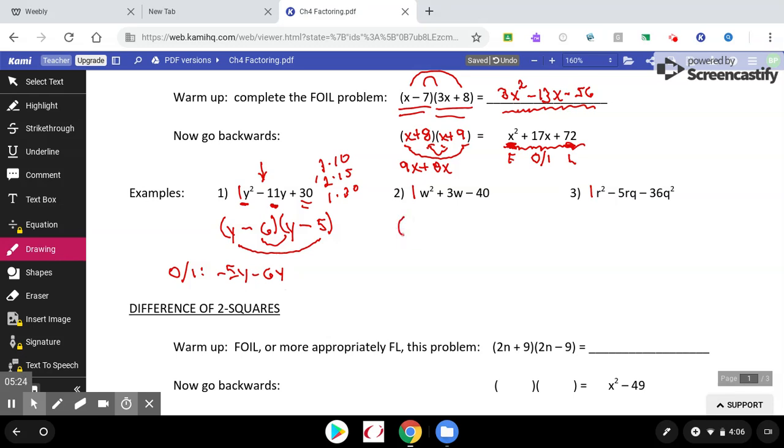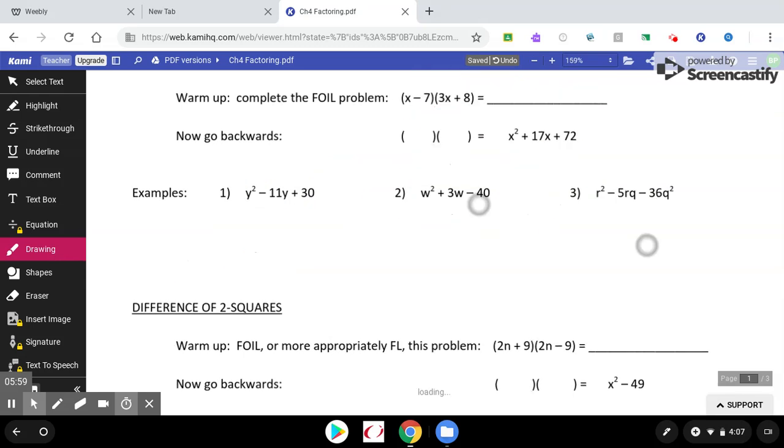Okay, number 2. So all we're doing with these is slapping down two sets of parentheses. So I start off with the w squared, and I go, well, w times w gives me w squared. Then I drop down here to the 40. So a couple different ways to get 40, right? We got 4 times 10. We got 2 times 20. We got 5 times 8. And we got 1 times 40. Now I'm going to go ahead and do the signs first, and this may help you figure out which combination is going to be right.